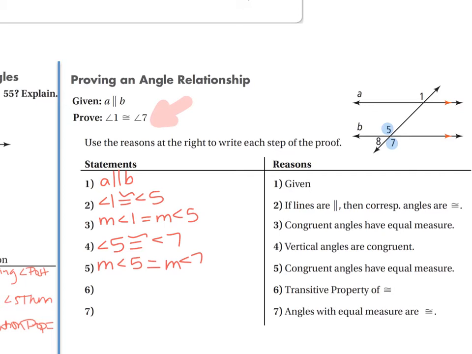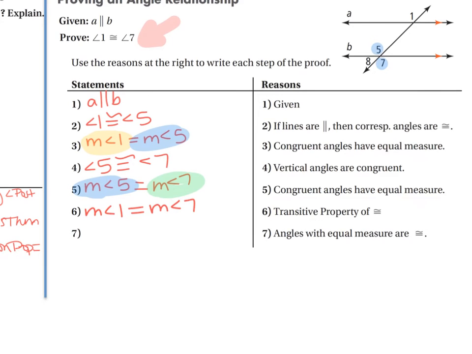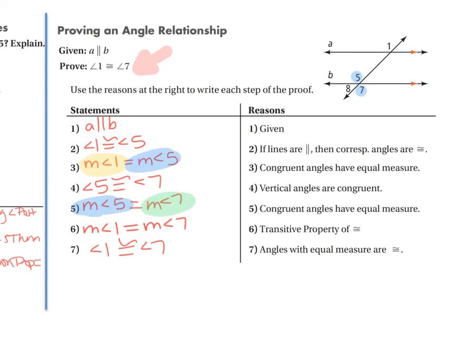Now this next part, the transitive property. Right here we have angle 1, angle 7, and then there are 2 angle 5s. So in this case, the measure of angle 1 must equal the measure of angle 7 because of the transitive property. And then the last one is the part I was talking about: angles with equal measure are congruent. So that would be angle 1 is congruent to angle 7, and that's what they want us to get to. So we did it. That is it for that problem.